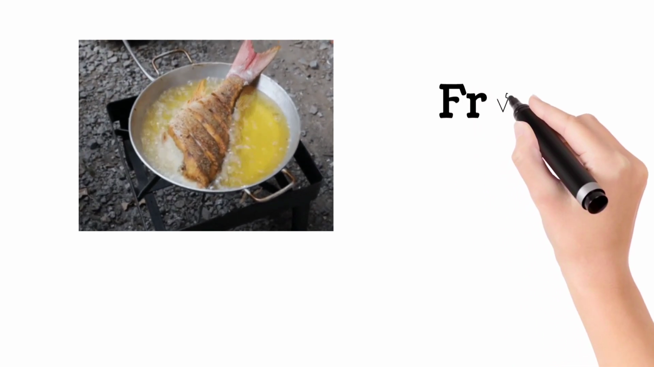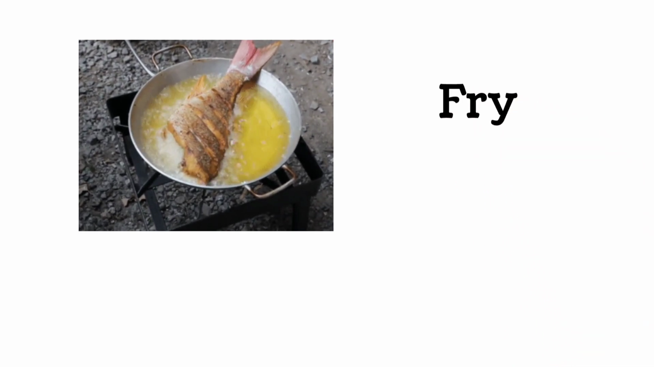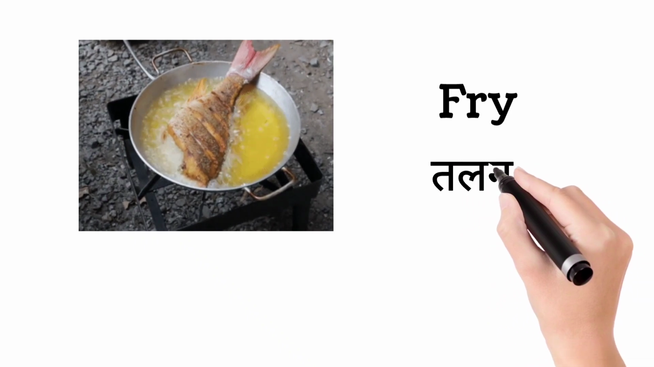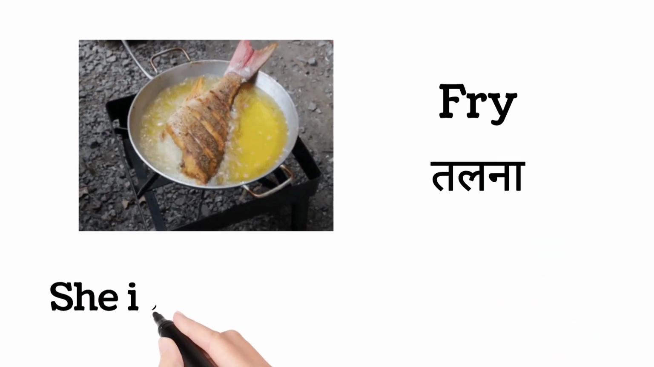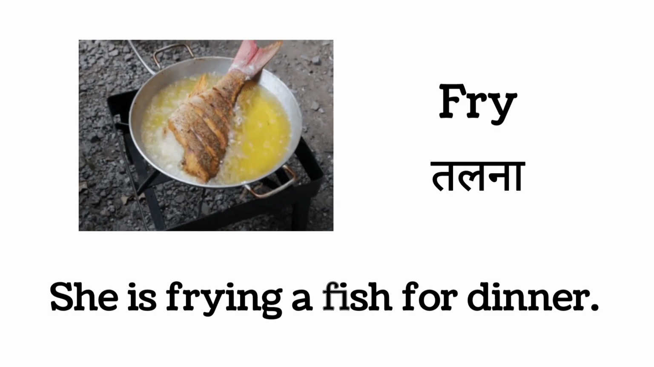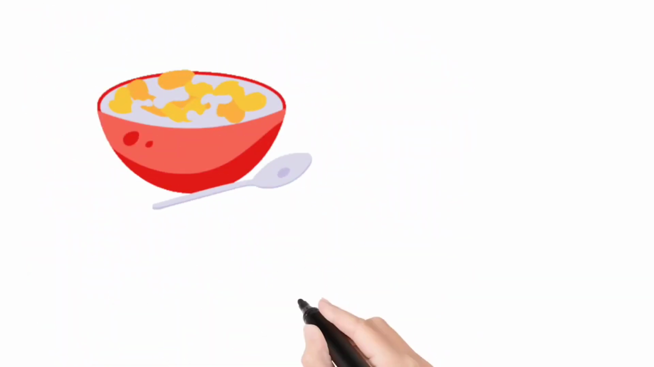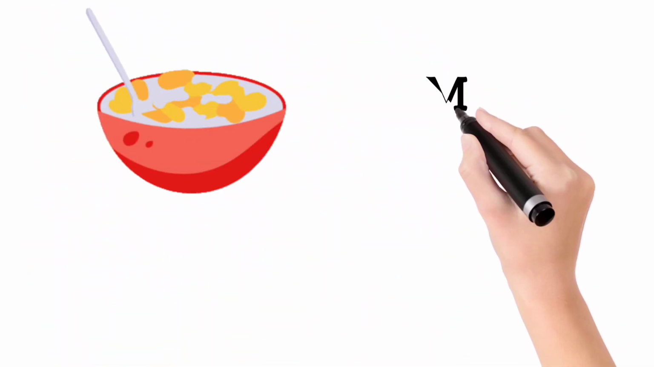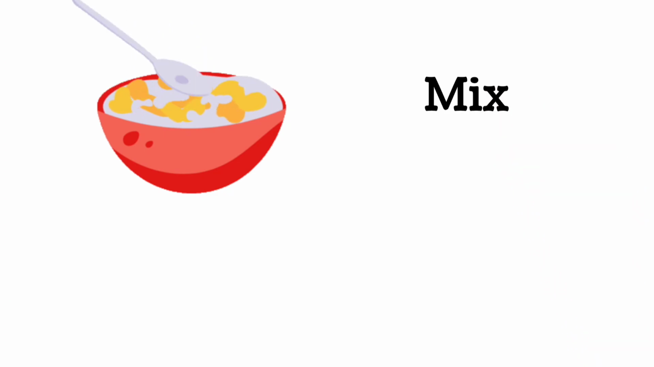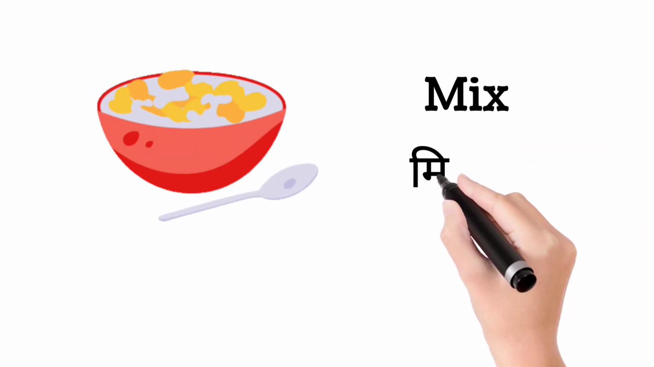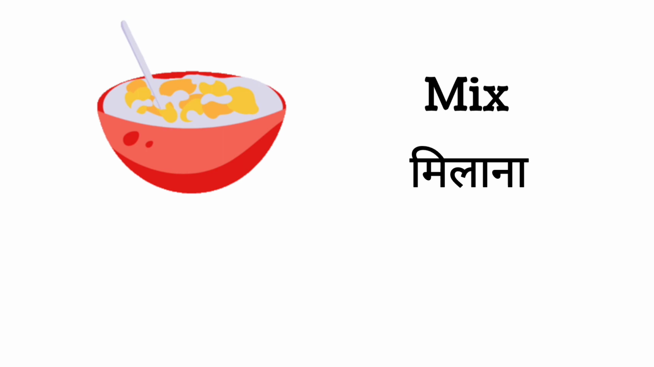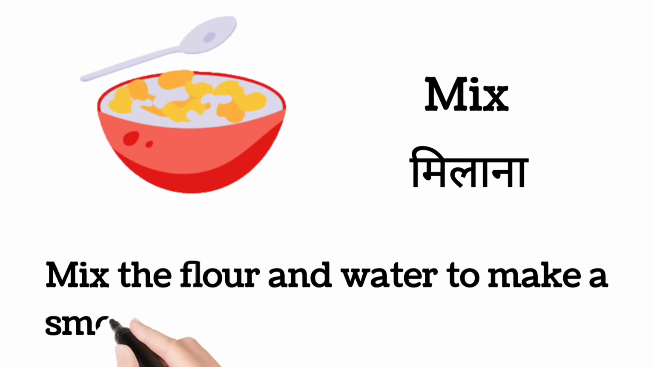Fry. मतलब तलना. She is frying a fish for dinner. Mix. मतलब मिलाना. Mix the flour and water to make a smooth batter.